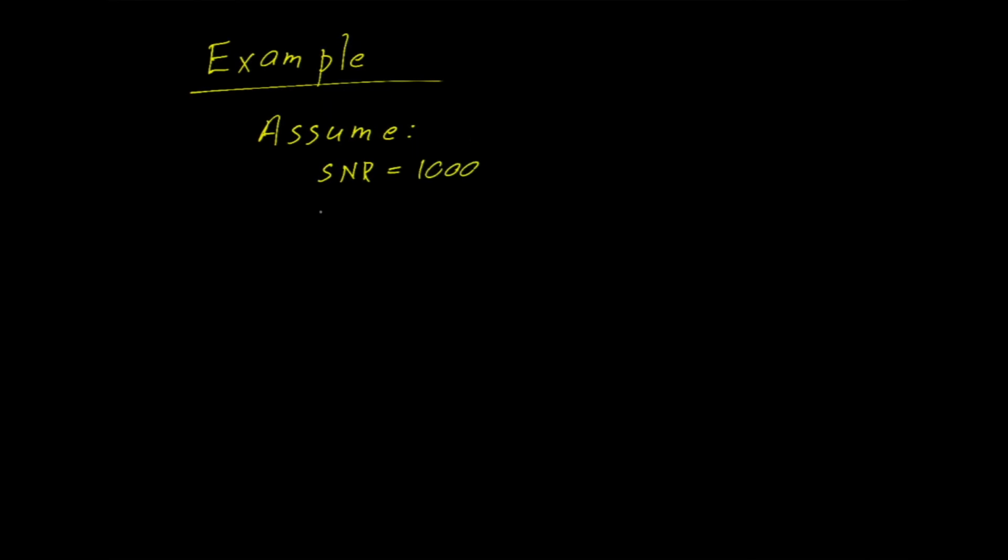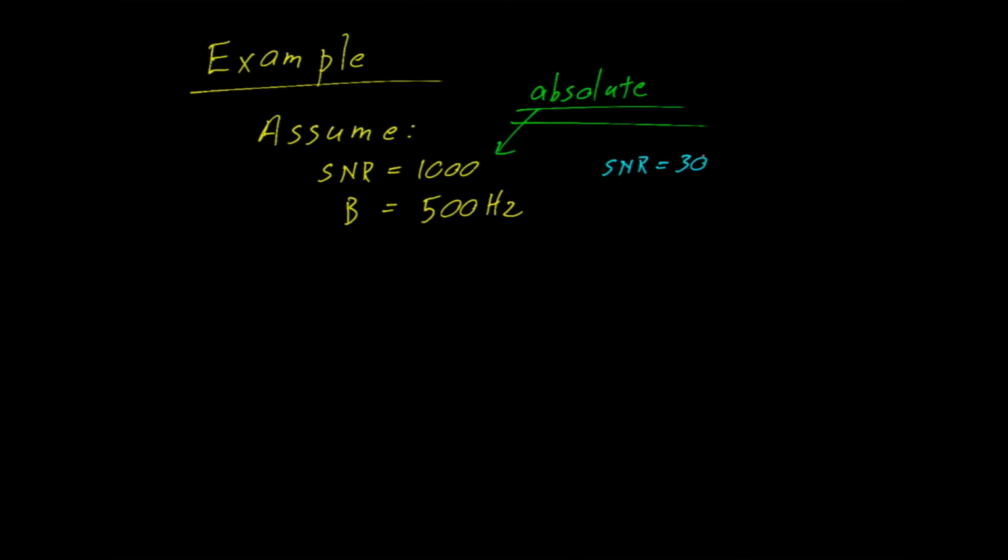Let's go ahead and work a few examples to make some more sense of this. Assume signal-to-noise ratio is equal to 1,000 and the bandwidth is equal to 500 hertz. Now be careful, the Shannon-Hartley limit needs absolute signal-to-noise ratio. Since there are no dB terms associated with this, we know that it is in absolute terms. Had the signal-to-noise ratio been in dB, we would have said SNR is equal to 30 dB, where that is calculated as 10 log of 1,000.